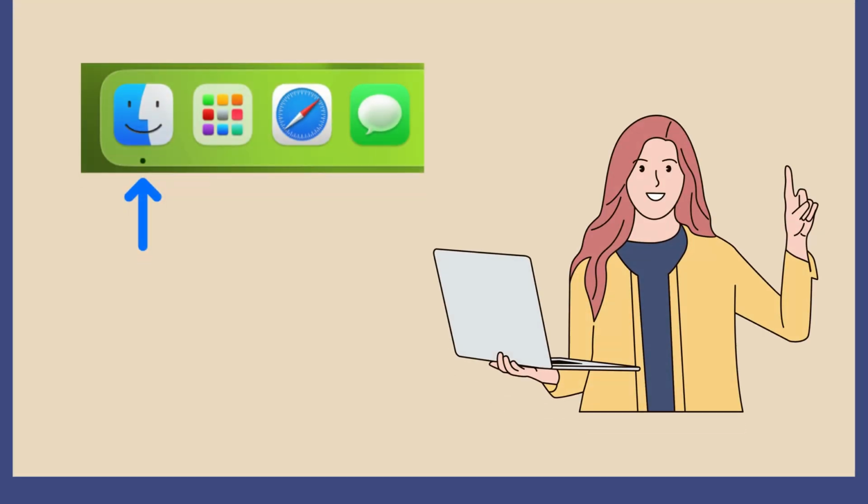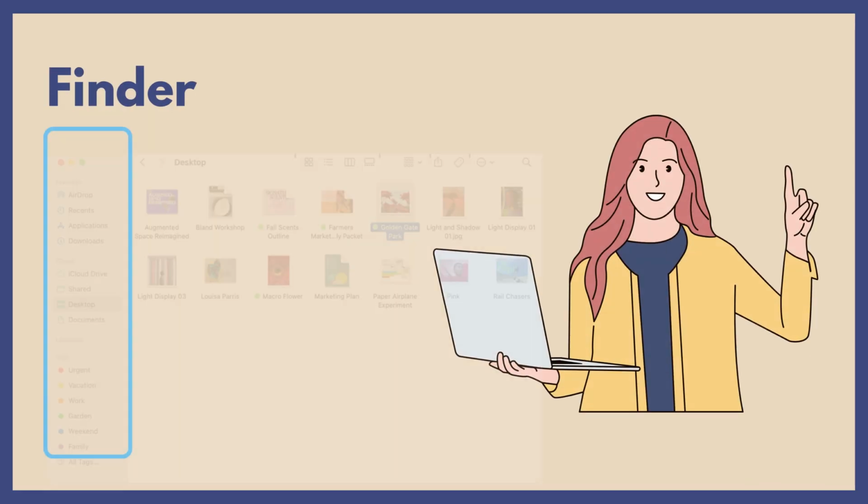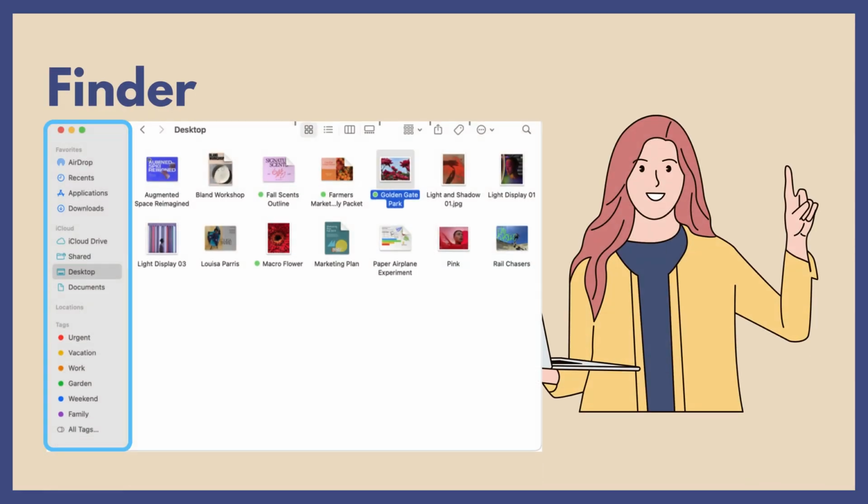Finder. The equivalent to Windows File Explorer is the macOS Finder, and you can click the icon to open a Finder window. Similar to Windows, you can navigate through all your folders through the highlighted left bar on Finder.